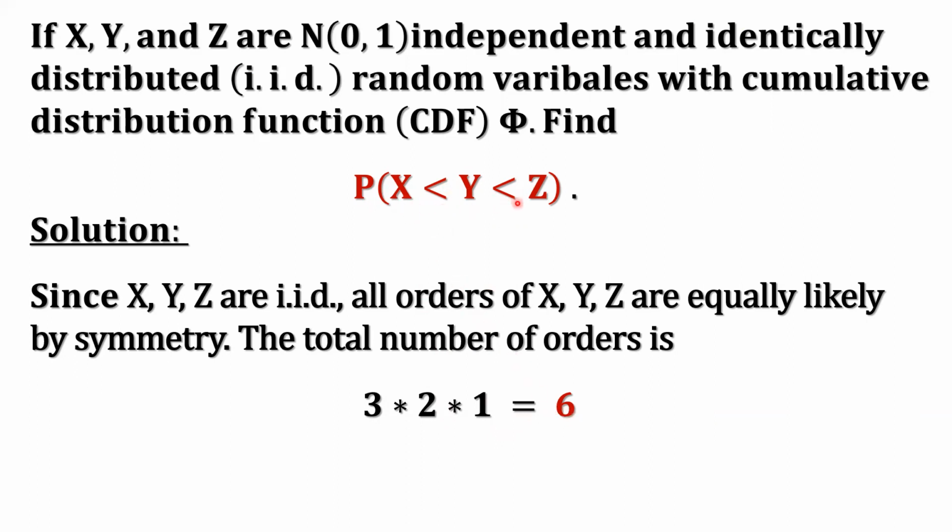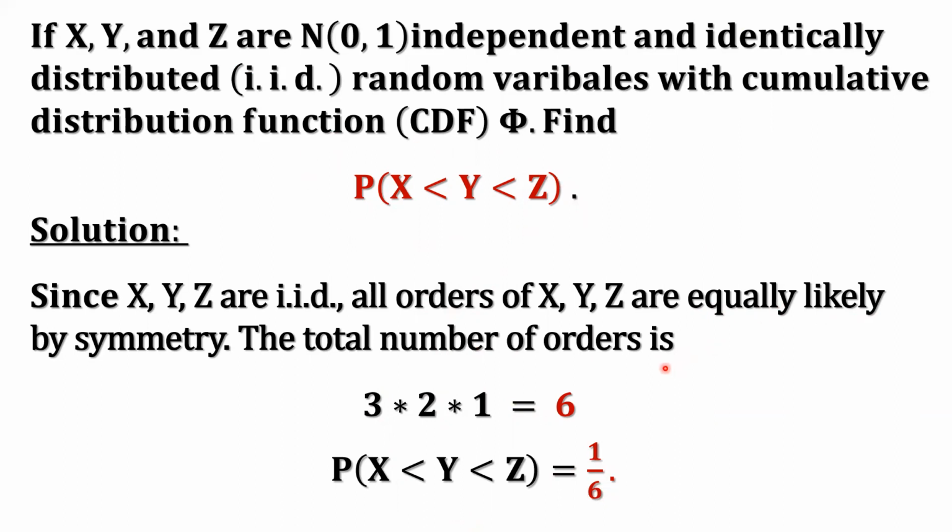X less than Y less than Z is just one of those orders. They are equally likely. So what is the probability? The probability should be equal to 1 over 6. 1 over 6 is the answer for the first question.